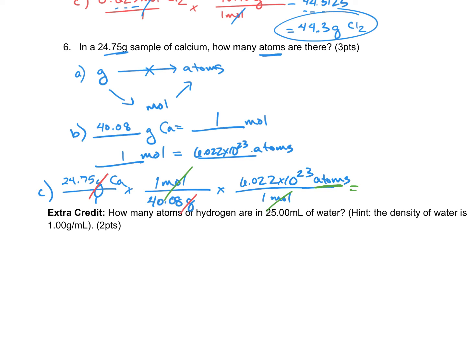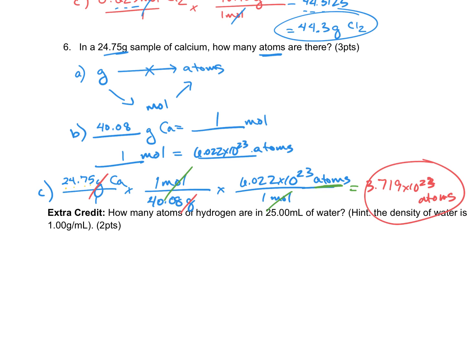that would give you a number of 3.718675 times 10 to the 23rd, but recognize that there are 4 significant figures in your problem to begin with, so you need to write an answer that has only 4 significant figures. So 3.719 times 10 to the 23rd atoms. That's the final answer for question number 6.